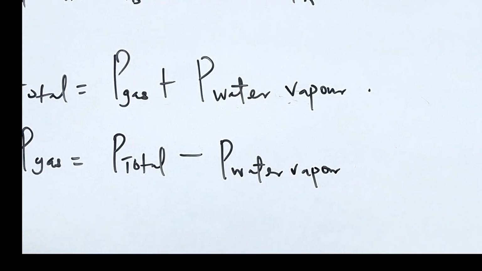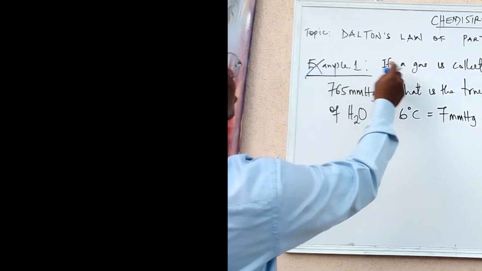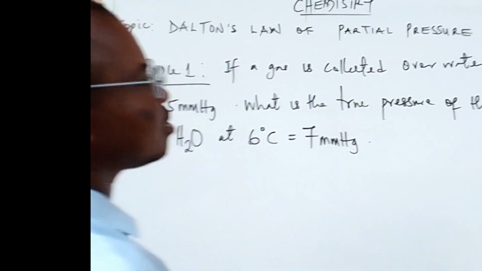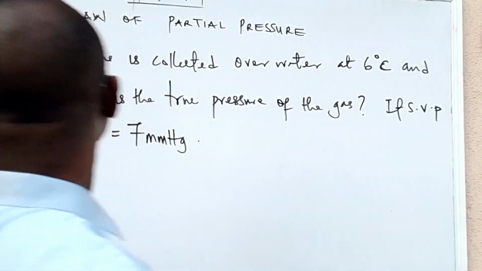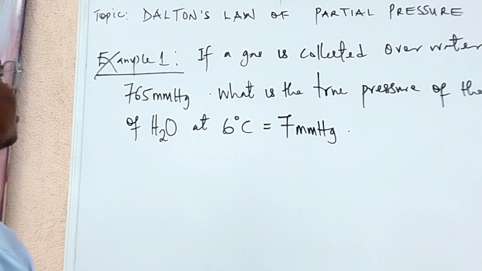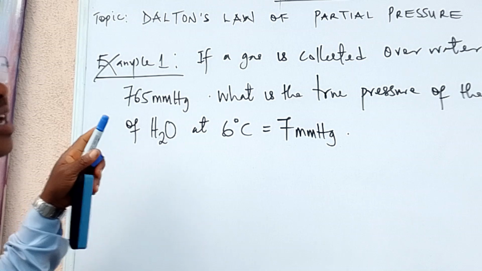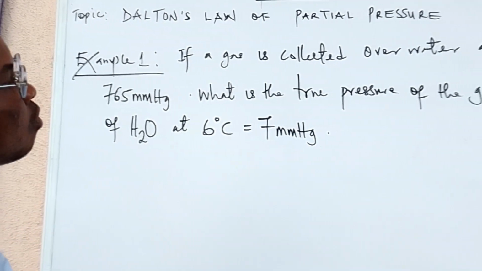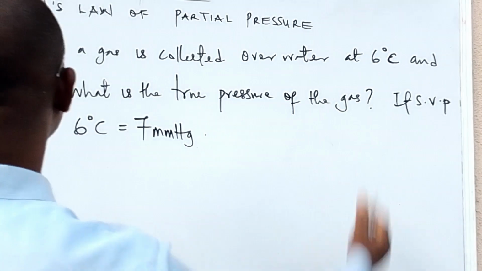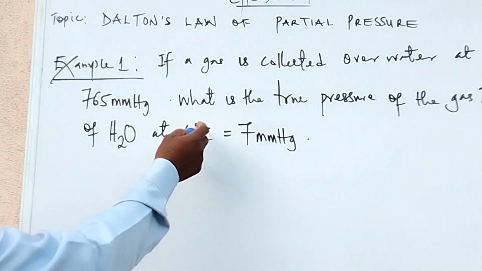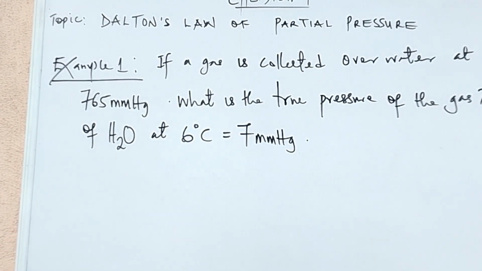Okay, let's look at an example. Example one says, if a gas is collected over water at a temperature of 6 degrees C and 765 mmHg, that's the pressure, what is the true pressure of the gas, if the saturated vapor pressure of the water at 6 degrees C is 7 mmHg?